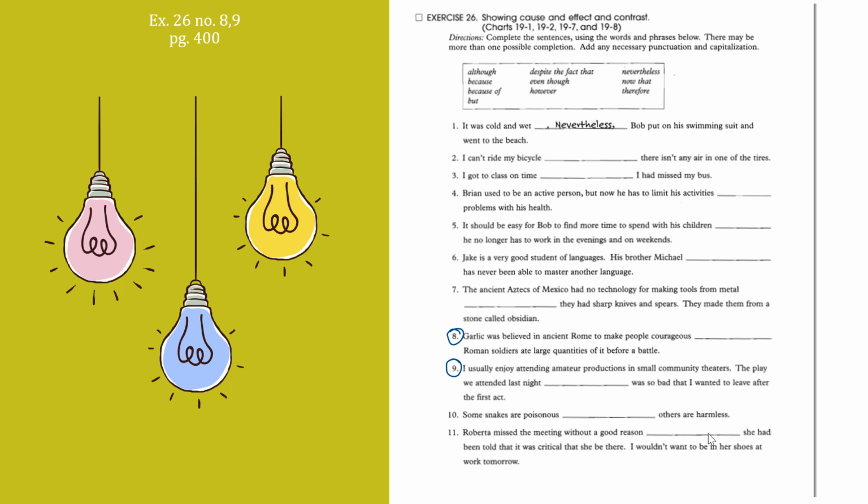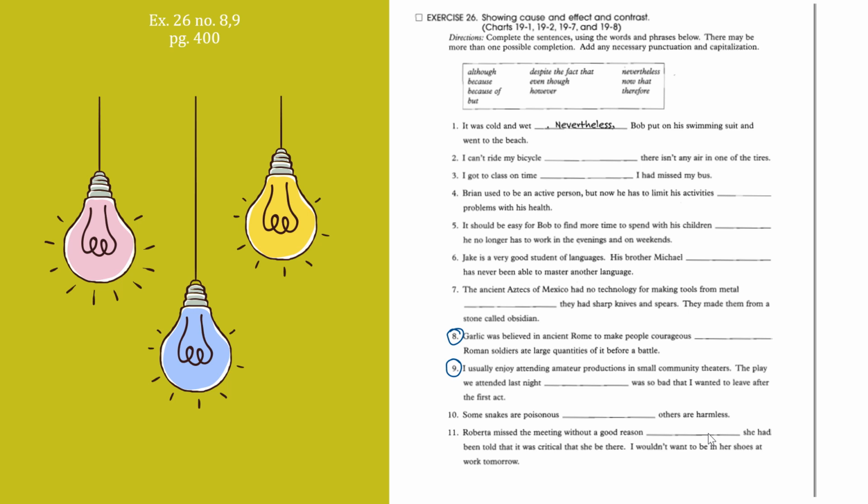Complete the sentences using the words and phrases below in the box. There may be more than one possible completion. Add any necessary punctuation and capitalization. The first one is done for you. It was cold and wet. Full stop, nevertheless, Bob put on his swimming suit and went to the beach. Nevertheless, full stop, nevertheless, by using a capital letter for N, the first letter of nevertheless.